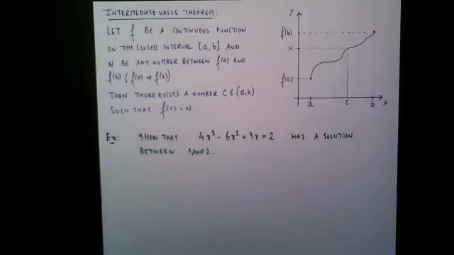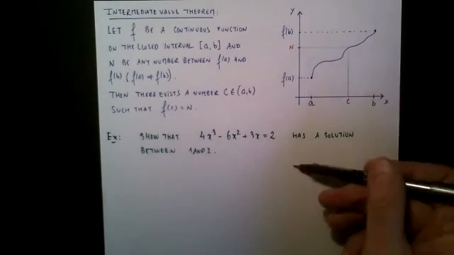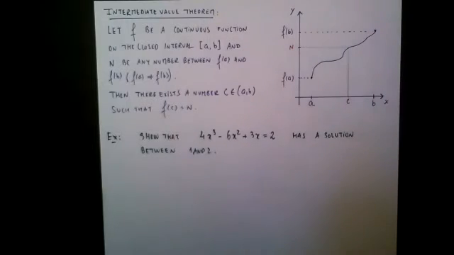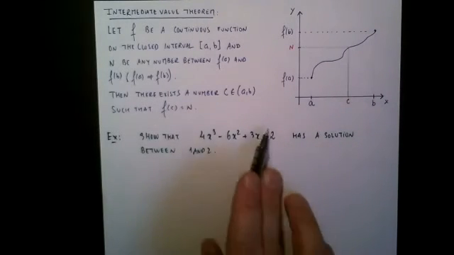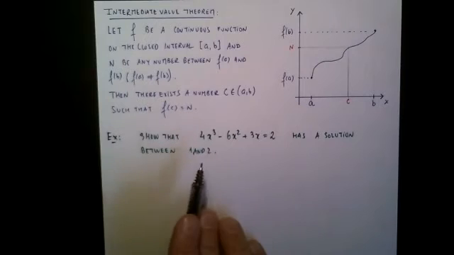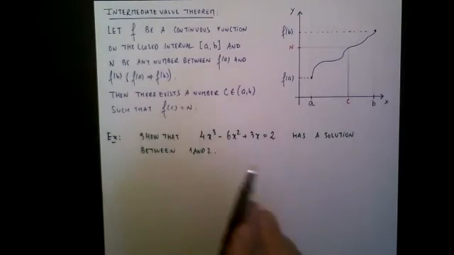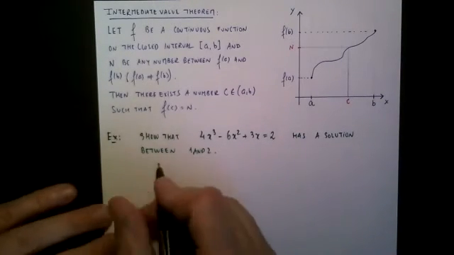Okay, so let me show you how to solve this. Okay, and how does it relate to this theorem? Okay, so I'm not asking you to solve this equation. I'm just asking you to prove to me that there is at least one answer, one solution to this that lies between 1 and 2. There might be more, but there's one between 1 and 2 for sure. Okay, so let's do this.